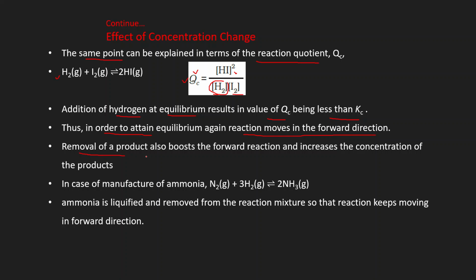Removal of a product also boosts the forward reaction and increases the concentration of the products. In the case of manufacture of ammonia by the reaction of N2 and H2, ammonia is liquefied and removed from the reaction mixture so that the reaction keeps moving in the forward direction and we will get more and more amount of ammonia.